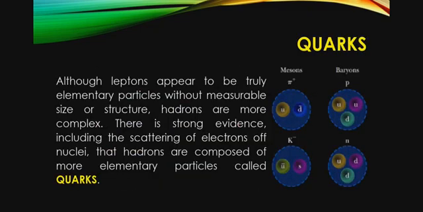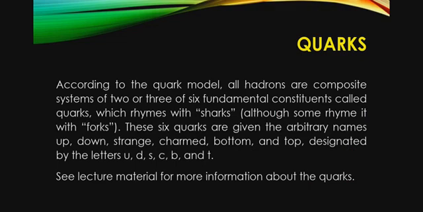Now the quarks. Hadrons are composed of more elementary particles called quarks. In the quark model, all hadrons are composite systems of two or three of six fundamental constituents called quarks, which rhymes with sharks, although some rhyme it with forks. These quarks are given arbitrary names: up, down, strange, charmed, bottom, and top, designated by the letters U, D, S, C, B, and T.